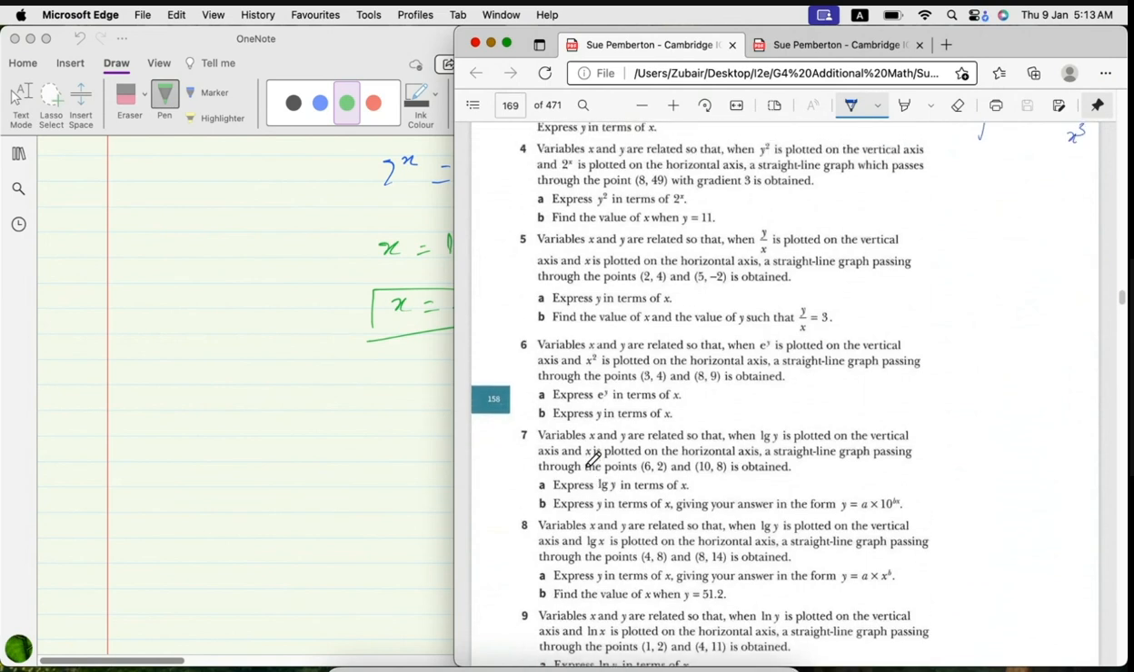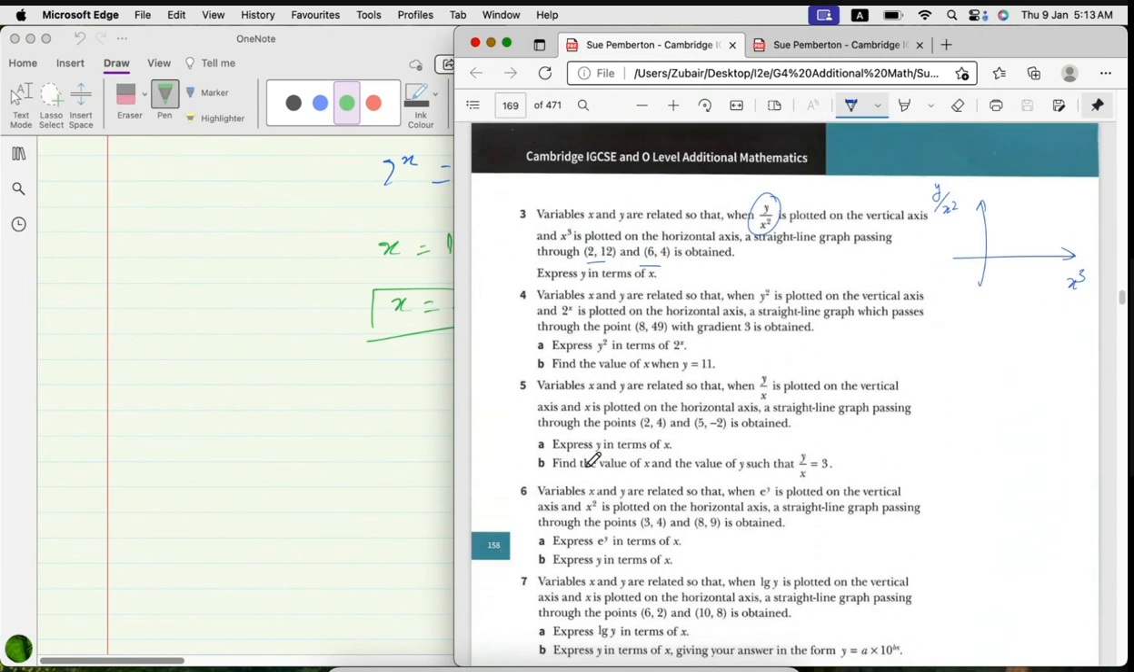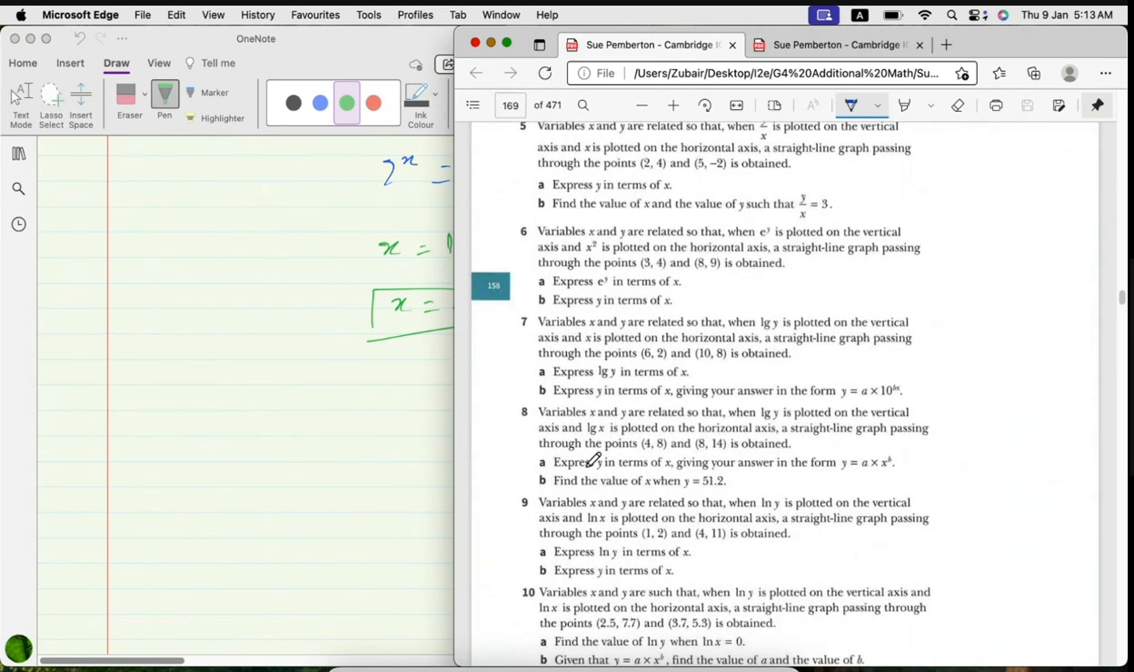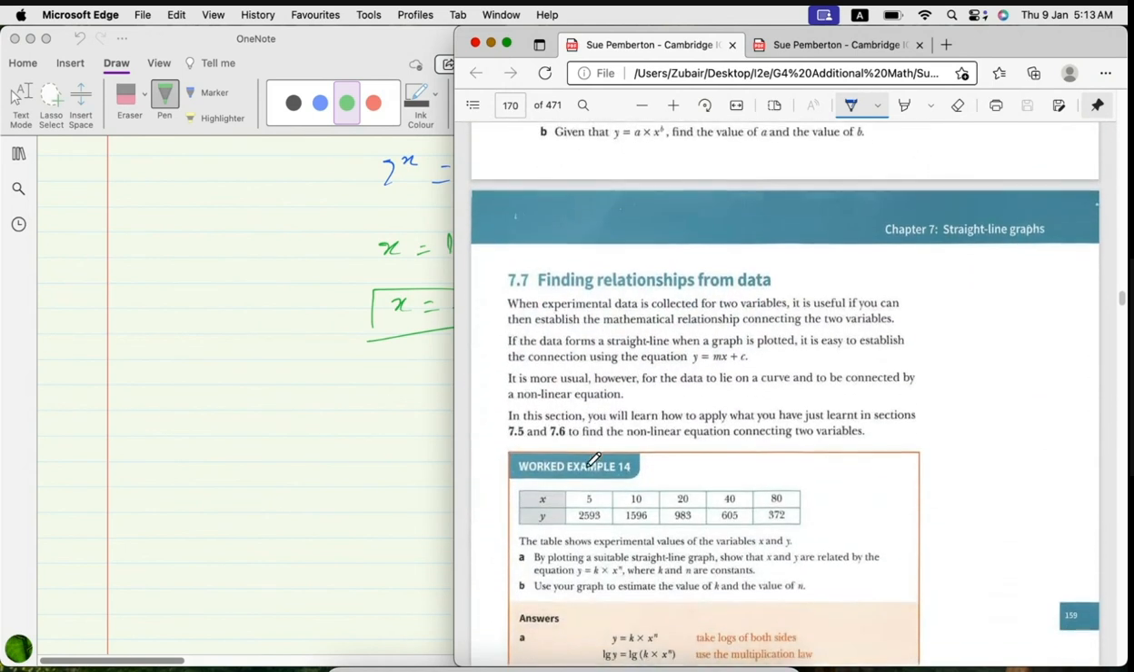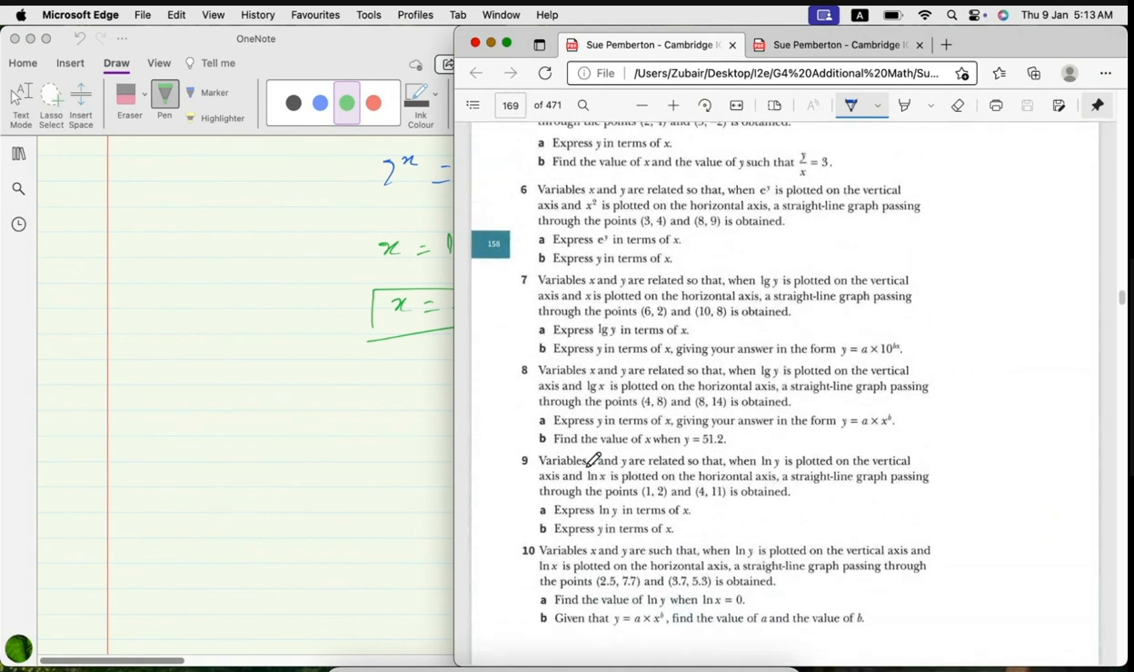Did you get time to practice any of these? No, not that much. Let's do one of these and then we move on.